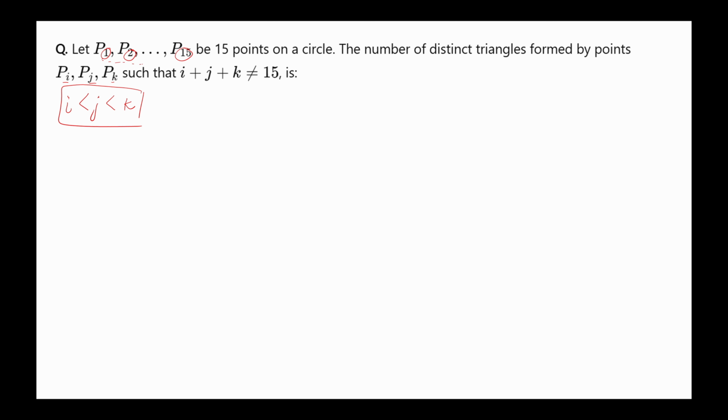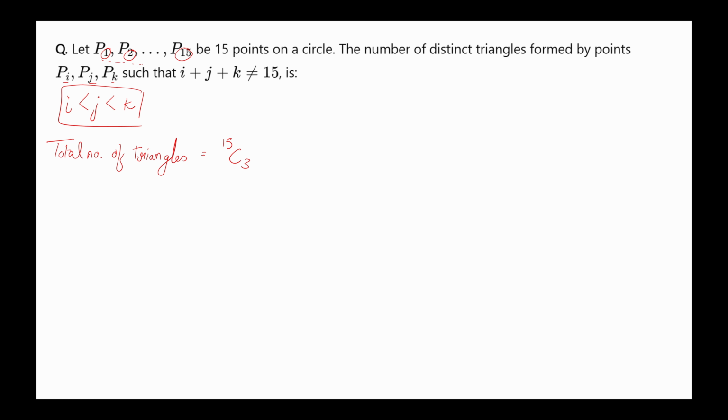Now first of all, let us find out the total number of triangles that can be formed from these 15 points. From there, we will subtract all those triangles whose points sum to 15, and we will get our answer. So first let us find the total triangles. As we had studied in the previous formula, it would be NC3. Our n is 15, so 15C3. So we found our total number of triangles.